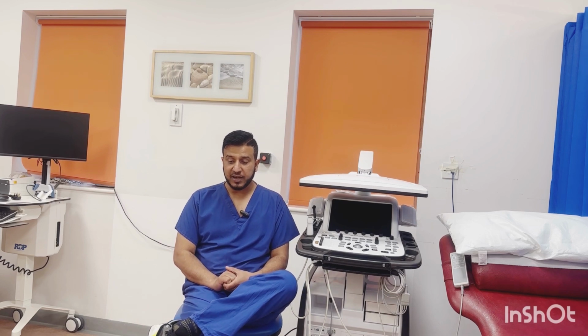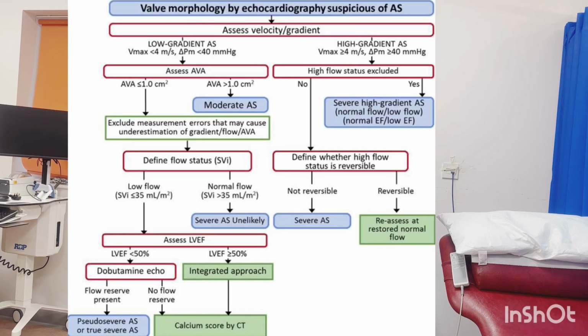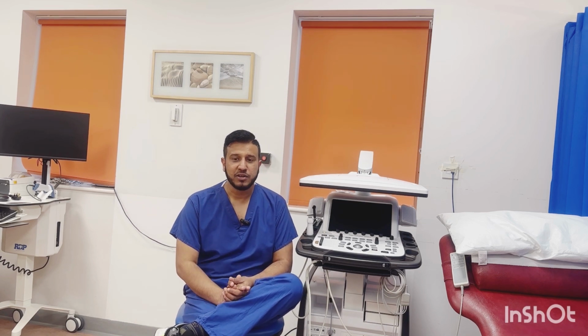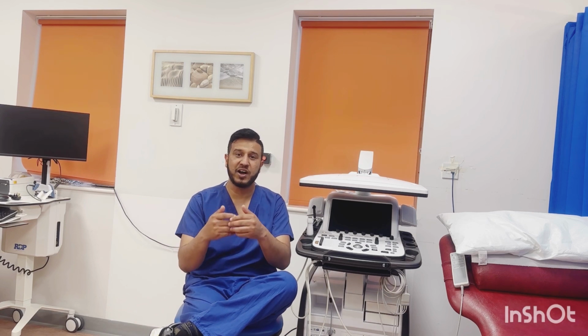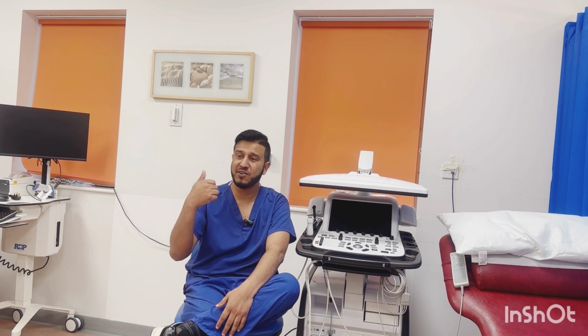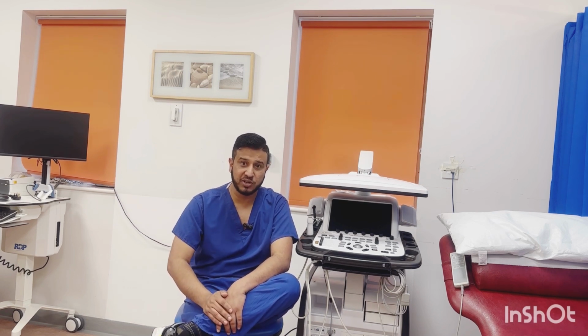In the European guidelines, you can have two types of stenosis. One is a high flow, high gradient aortic stenosis, and one is a low flow, low gradient aortic stenosis. First I will go towards the high flow, which is an easy one. For example, you look at the aortic valve, it looks calcified and there is restricted opening. You get very high gradients, and this is quite a severe aortic stenosis.